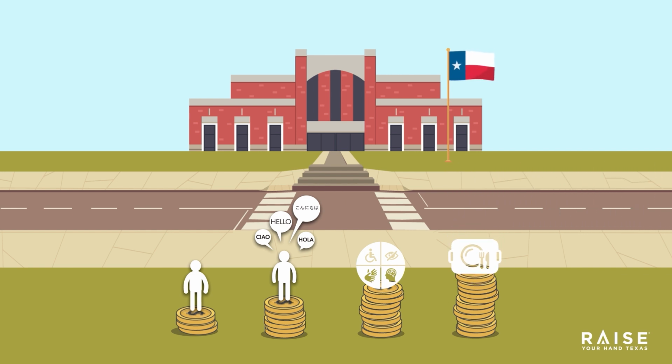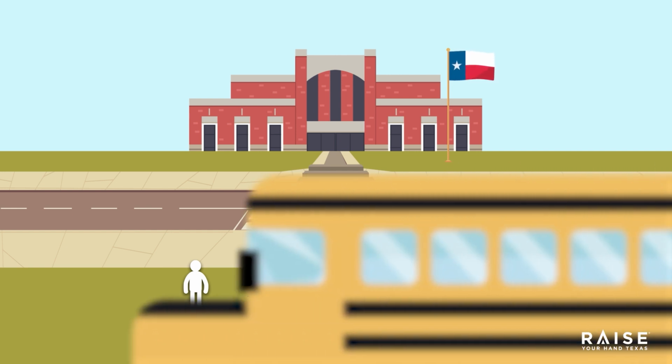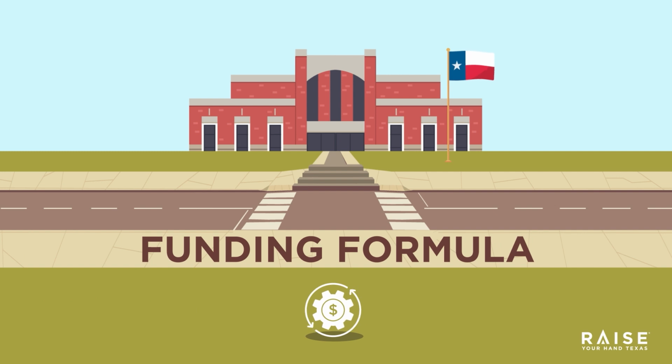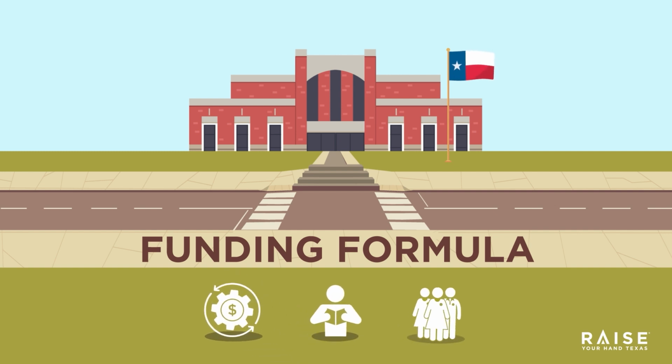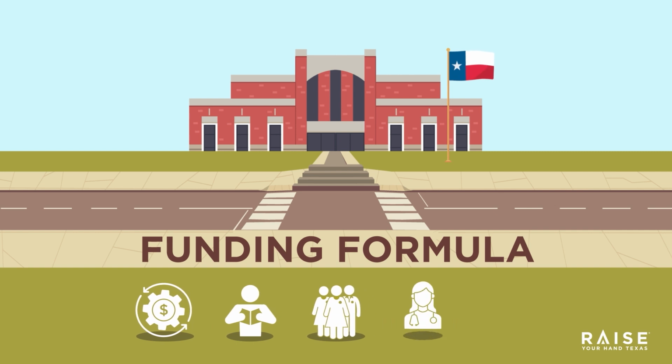district characteristics. Funding formulas designed by the legislature provide school districts with general operating funds, most of which cover salaries for teachers and staff. Other parts of the funding formula are designated for specific priorities like career and technical programs, early childhood education, and more.